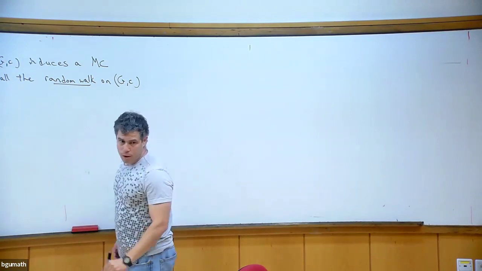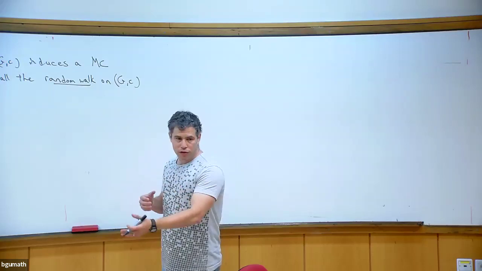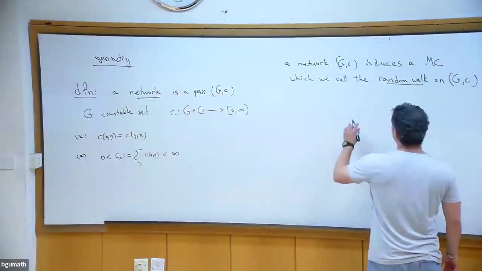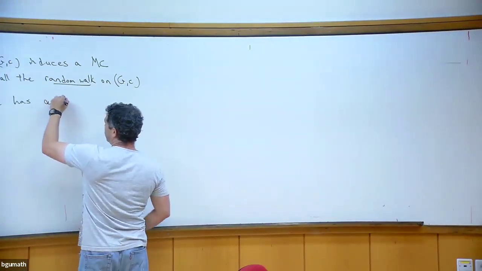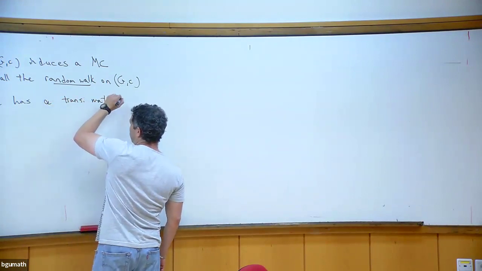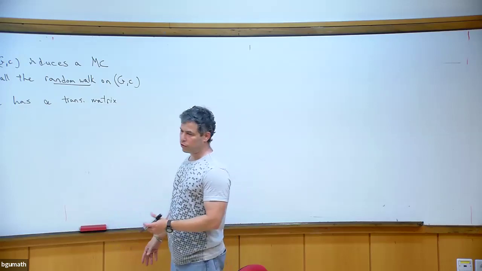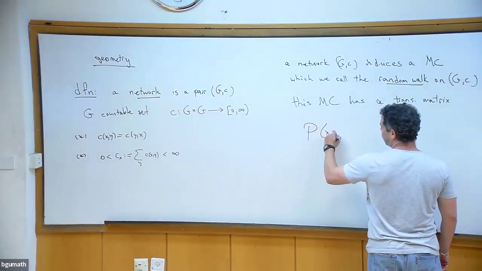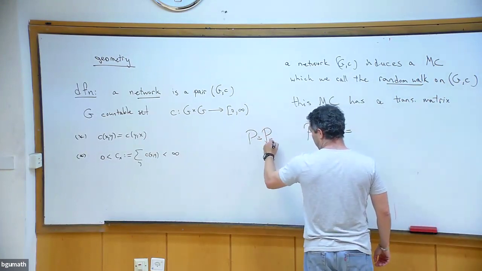And this random walk is just a random motion of a guy sitting at some state and jumping to a new state with probability proportional to the conductance. Okay? So we call it the random walk on G, C, and this Markov chain is defined by a transition matrix. All I need to give you is the transition matrix, right? Because to understand a Markov chain, you need a transition matrix, and then for every starting distribution, you get some process. So it has a transition matrix, which is given by P(x,y).